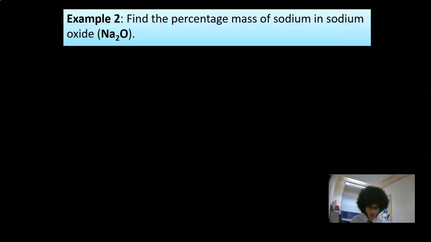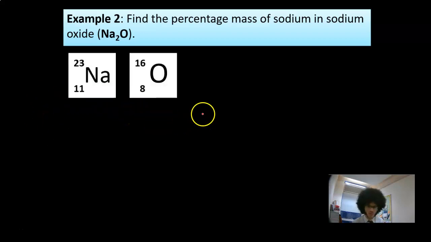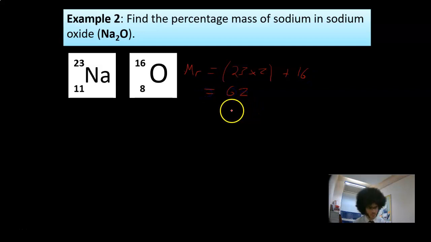Okay, let's try a couple more problems. Find the percentage mass of sodium in sodium oxide. Similar problem. So again, I get my ARs first of all. Sodium is 23, oxygen 16. Now, we first have to work out the MR. So the MR is 23 times 2 plus 16. That gives you 62. Now, I have to work out the percentage mass of sodium.